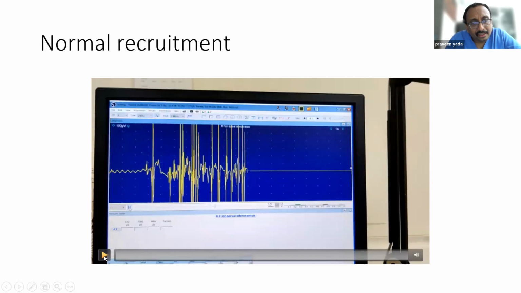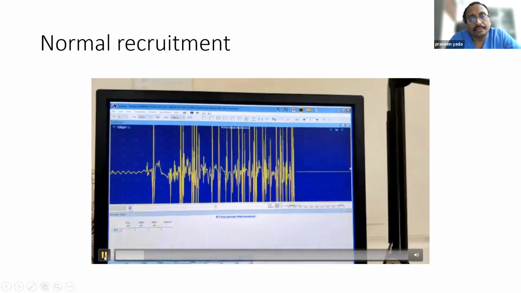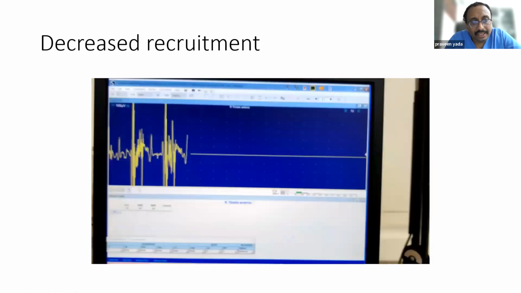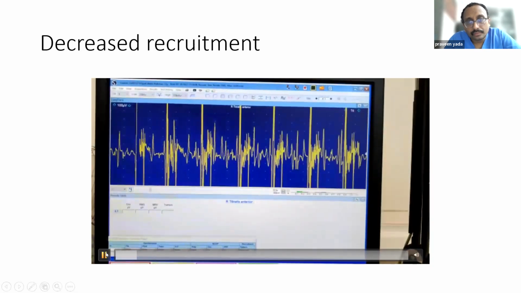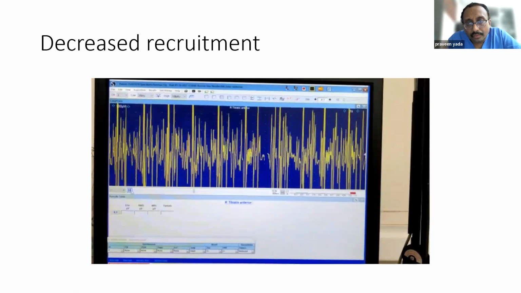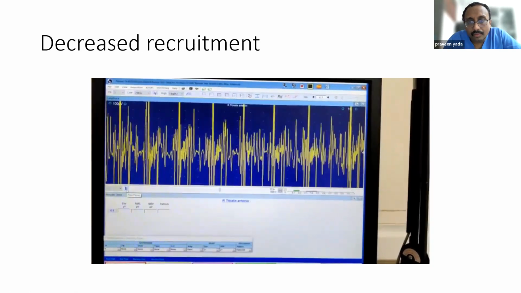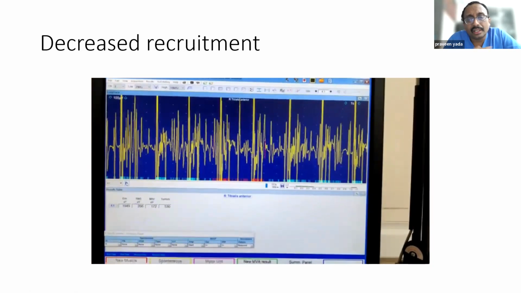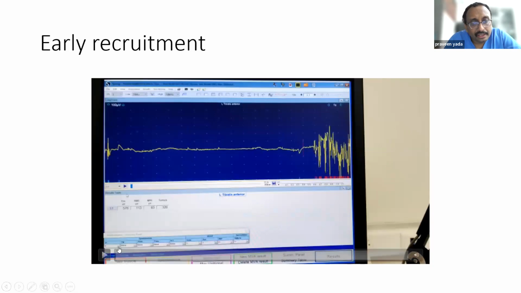In the interference pattern, have a look again. This is a normal. Very commonly, in the decreased pattern, you will see that in spite of maximal contraction, the screen doesn't fill up. Whereas in a myopathy, the screen will fill up early, and whenever the patient attempts to do it, again it will fill up.